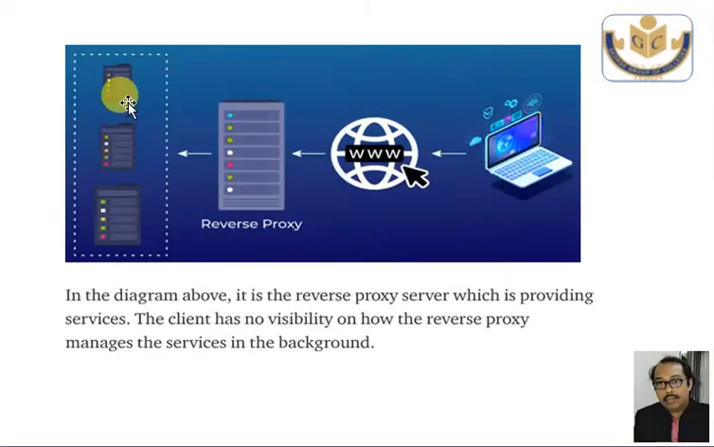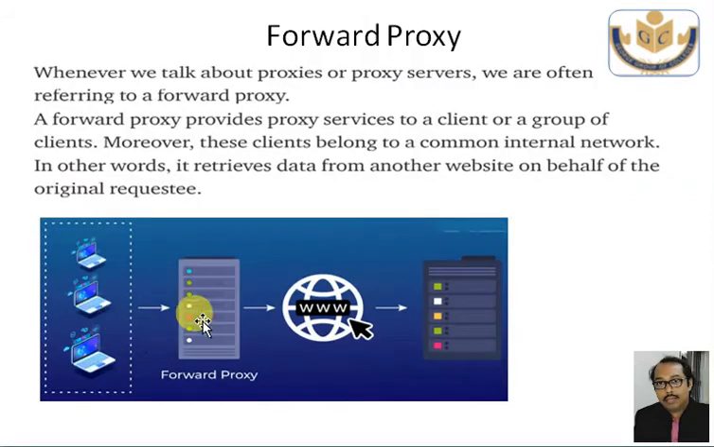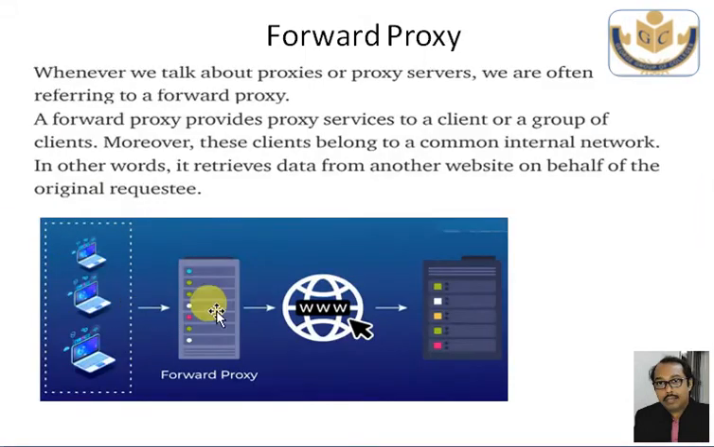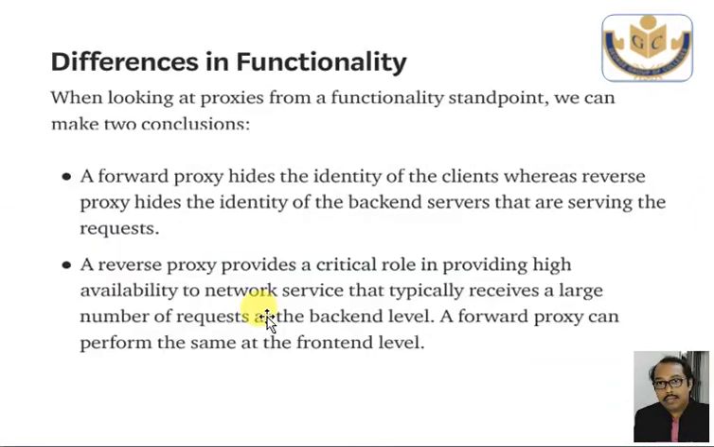Now see, these are the clients, but the server is actually maintaining the reverse side proxy, correct? See, this is from the right side and if you look at this, it's from the left side. So this is the basic difference. It is originated from the server, it is originated from the client. Differences in functionality: forward proxy hides the identity of the clients, whereas reverse proxy hides the identity of the backend server or servers serving the request. Correct. So this is the basic difference. You need to read this.